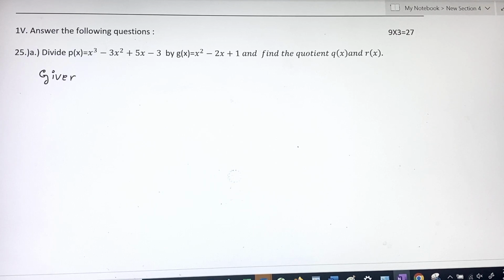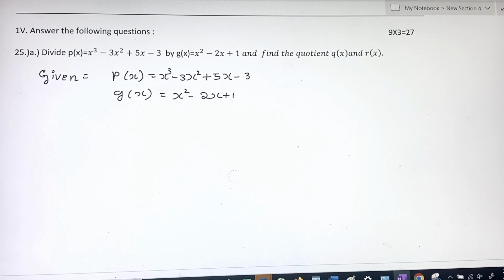Okay, so what is given? P of x is equal to x cube minus 3x square plus 5x minus 3. What is g of x? x square minus 2x plus 1. What do we need to find? q of x and r of x. This is the question mark.